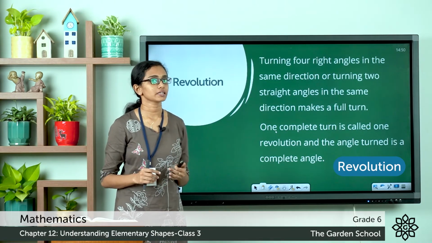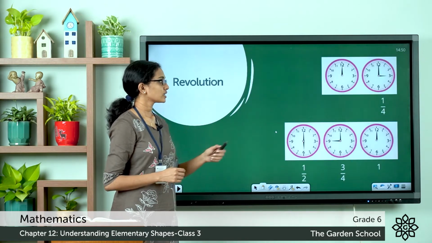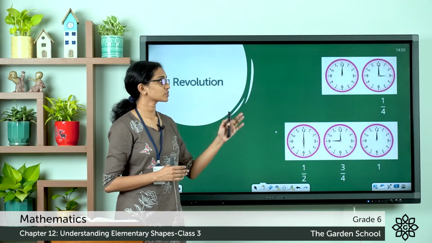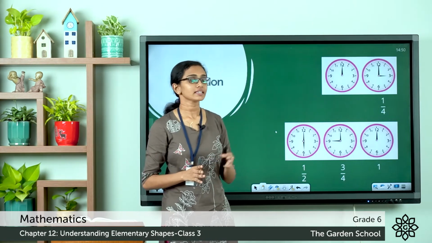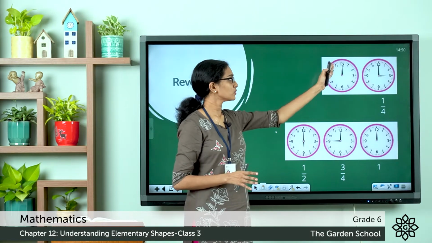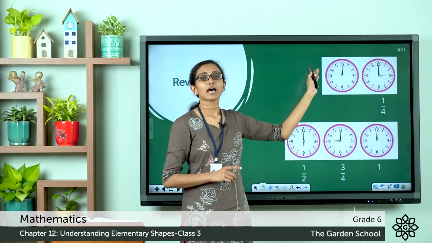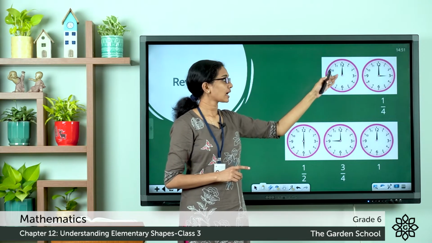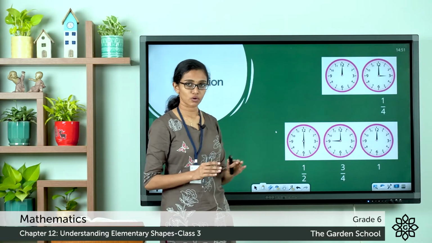equal to 360 degrees. Now, here you can see a few pictures of a clock. Look at the first picture. We can see that the hour hand and the minute hand of the clock are pointing to 12. So for the needles to cover one full turn, they will have to move in the clockwise direction and come back to 12 itself.